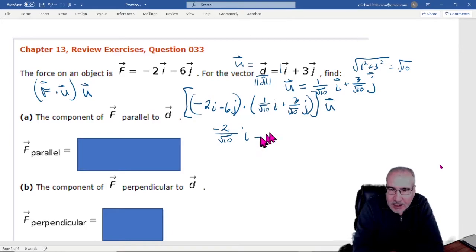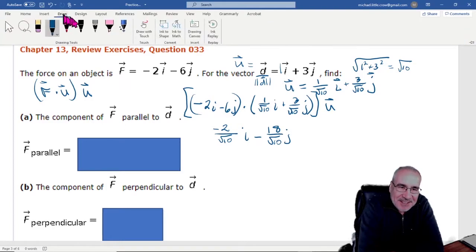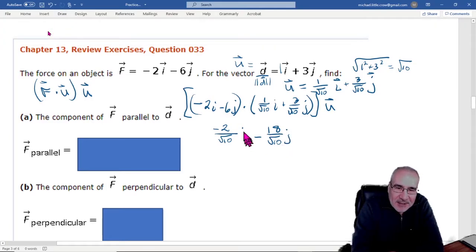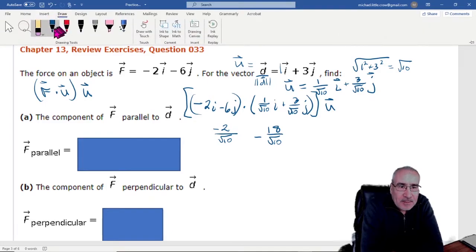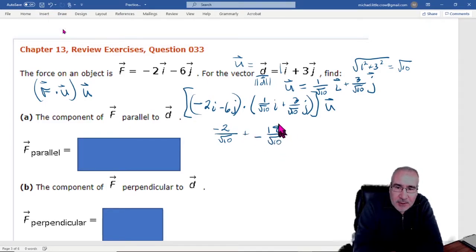And then we take the j components and multiply them, so there's 6 times 3. This is where I made my mistake. I said it was 24. It's 18. And that's all over the square root of 10. Now, wait, no, it's a dot product, so there's no i and j anymore. We're just adding these two numbers together, and both are negative. So negative 2, negative 18, that's negative 20 over square root of 10.